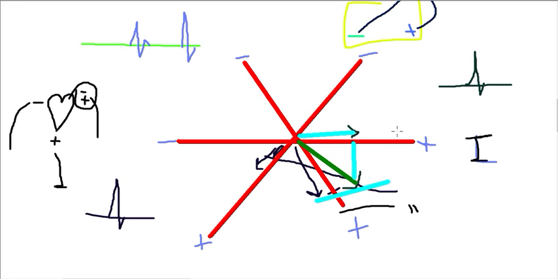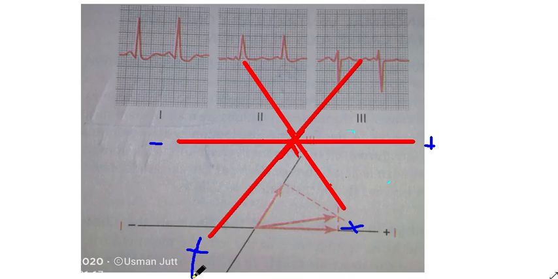That's why the voltage measured by lead 3 in normal condition is positive, but its peak is very small as compared to lead 1 and lead 2. This is the positive side of lead 1, and this is the negative side of lead 2 and lead 3. Now I am going to draw how you can draw the QRS vector from the given ECG. This is an ECG showing lead 1, lead 2, lead 3.